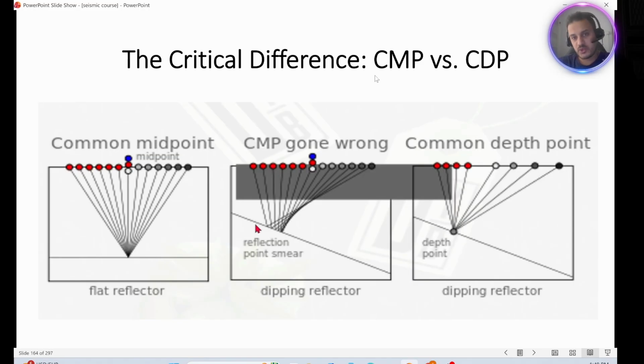The difference between the CMP and the CDP for normal, flat reflections: the common midpoint and common depth point will be the same, because one depth is collected from here. But if you have dipping reflectors, the common midpoint will start working wrong. We will have multiple reflections from here that overlap each other. And with the common depth point and dipping reflections, it will have multiple reflections representing one depth point.